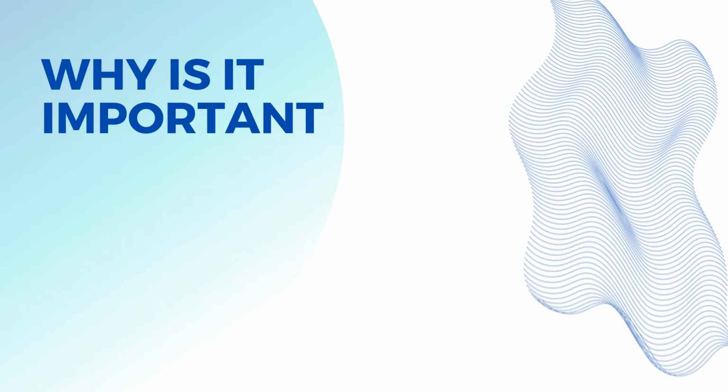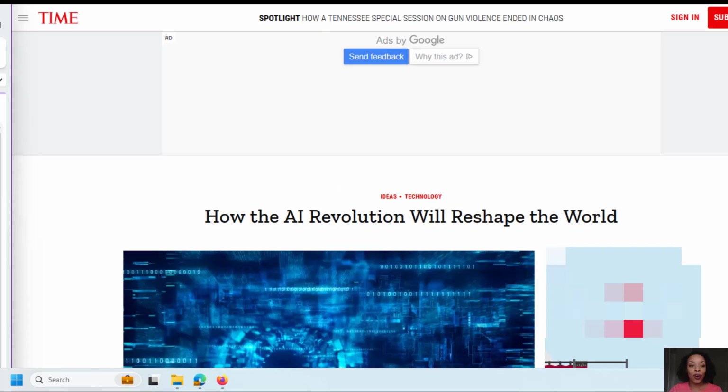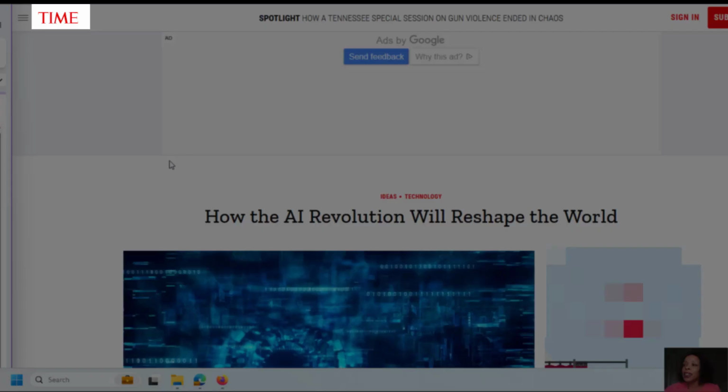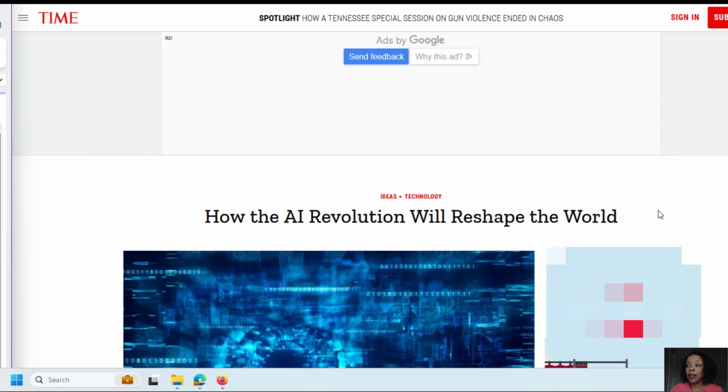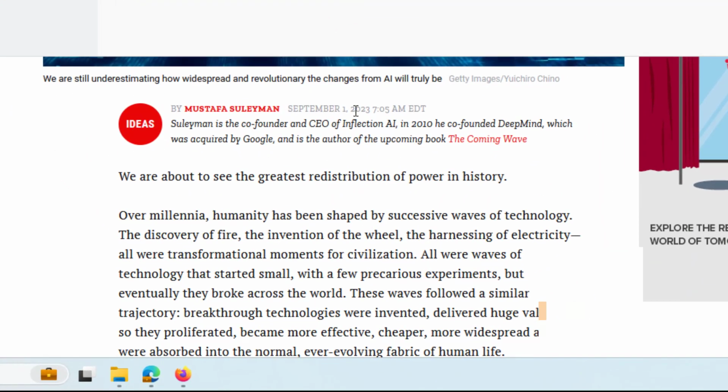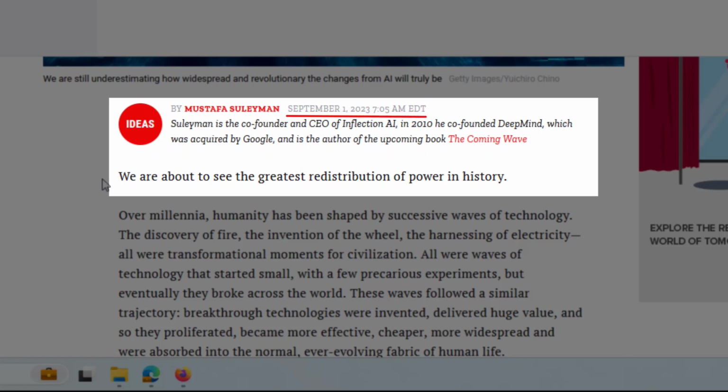All right, so why is it important? Why is AI or artificial intelligence important? Well, this Time magazine article says how the AI revolution will reshape the world. And as someone with 20 years in the tech industry, I'm telling you that this is a correct statement. They are not sugarcoating it, they're not underestimating this statement. It will reshape the world. This was just written on September 1st, 2023.